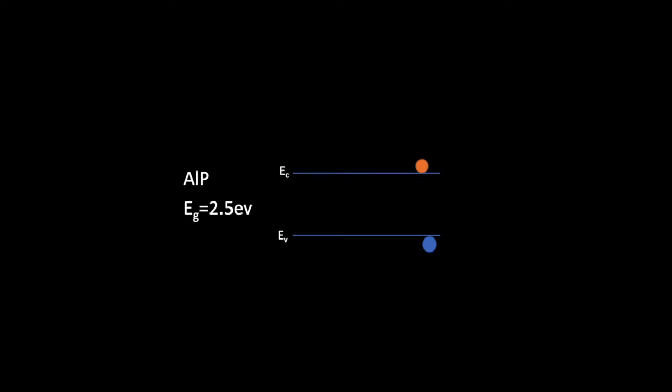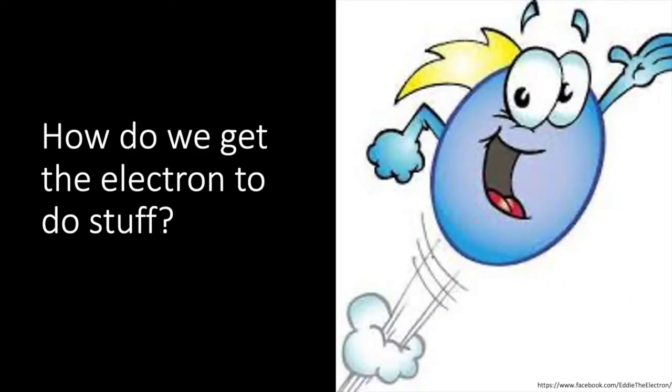So the electron jumps into the conduction band, leaving a hole in the valence band, and then what? Well, within milliseconds, the electron's just going to fall back into that unoccupied space that it left, and it's going to emit a photon with 500 nanometer wavelength. So all we've basically done is just reflect this light with maybe an extra step in between. That's not good. How do we get the electron to do stuff for us?